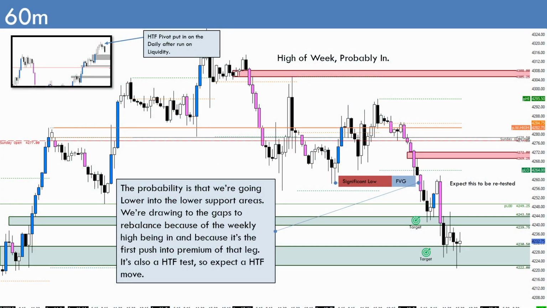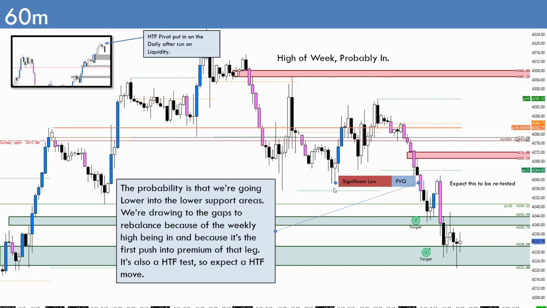On the highest time frame, 60 minutes, we had put in a daily pivot. This is the Globex session after taking out liquidity. If that high time frame pivot is going to hold, and on the week we are below the Globex open on Sunday, then it is more likely that we are going to go down. The Globex session had a big runoff, and in this large leg, we are just getting into premium on that leg after taking out a significant low, leaving a fair value gap.